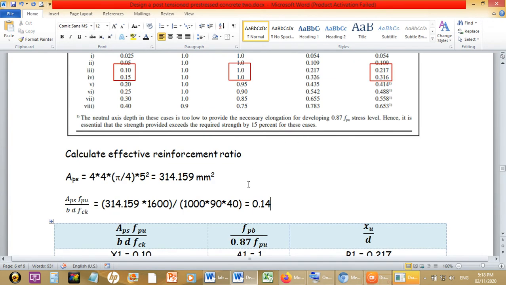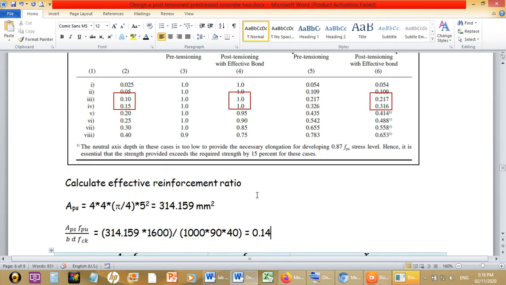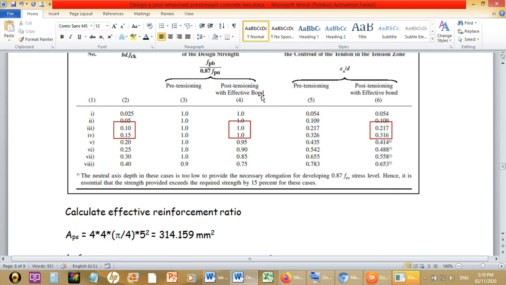Now we are going to check this value in the table. See, 0.14. If we observe this carefully, we don't have any 0.14 value, but we have 0.1 and 0.15, means this row number 3 and row number 4 we need to select to get the value for 0.14 by interpolation. Okay, so for 0.14, 0.1 and 0.15 we are going to select column number 4. See here, don't get confused.